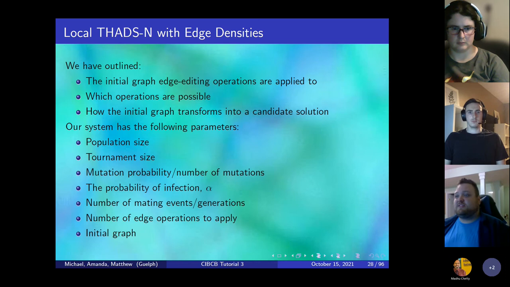Our system has the following parameters: a population size, tournament size, mutation probability slash the number of mutations, the probability of infection alpha, how many mating events there are, the number of edge operations to apply to a graph, and which initial graph to use. So lots of parameters, as we said before.